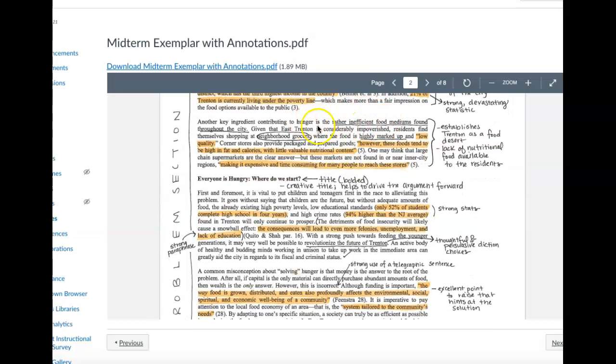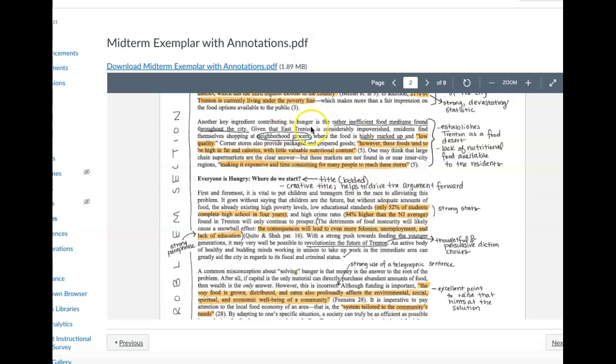Going down, he talks a lot about how there's really not a lot of sources to get nutritious food. So he talks about Trenton as being a food desert. He defines what that is. If you are unfamiliar, just very briefly, a food desert is an area where there is a lack of access to nutritional foods. Maybe there is no grocery store that's walking distance. Maybe there aren't any farmers markets. Maybe most people are getting their food from bodegas or fast food restaurants. So he really talks about that lack of nutritional food that's available.